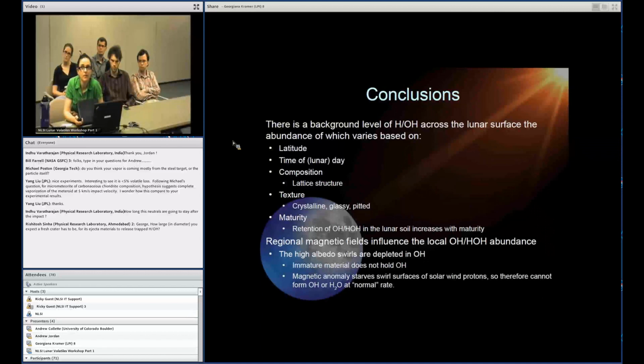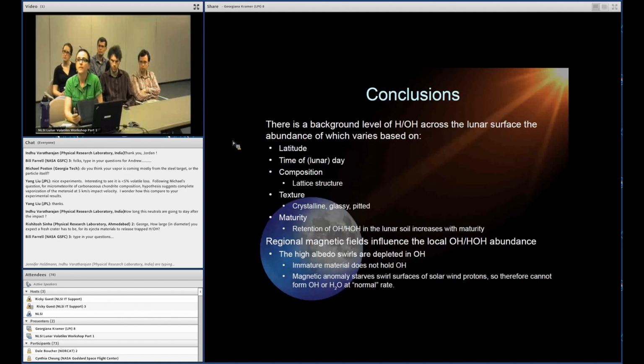The abundance of this varies based on latitude and the time of day, composition, texture, and maturity. And regional magnetic fields can influence this and are a great way to study the maturation effect and the effect that the solar wind has on the abundance of water.